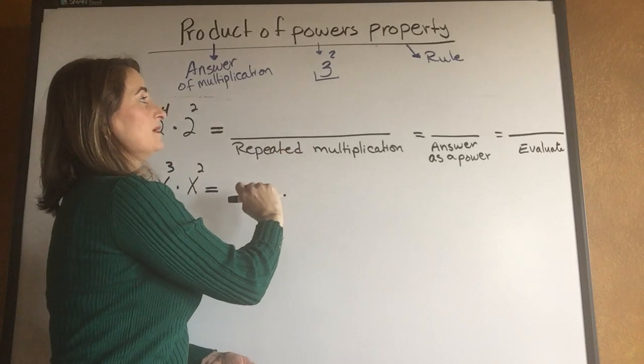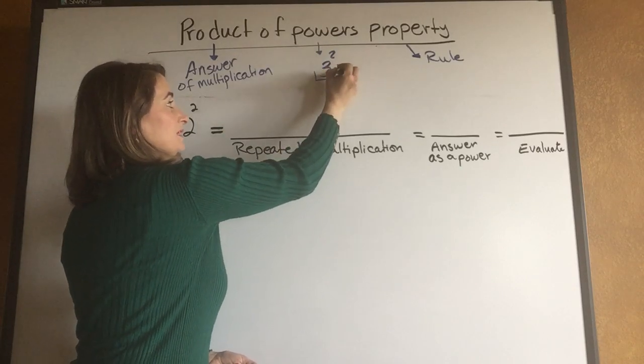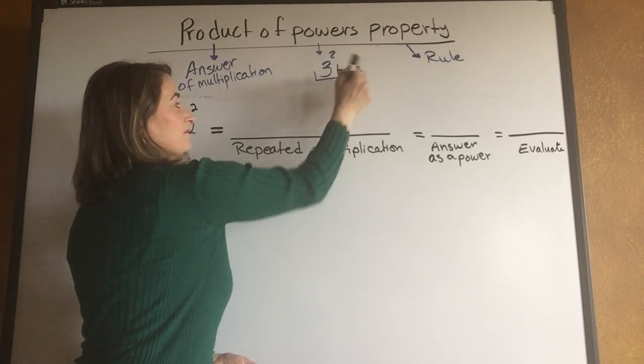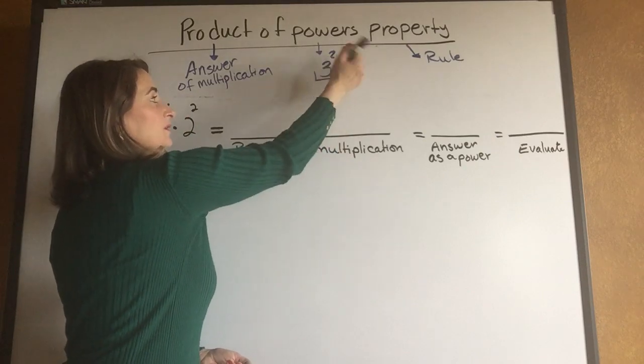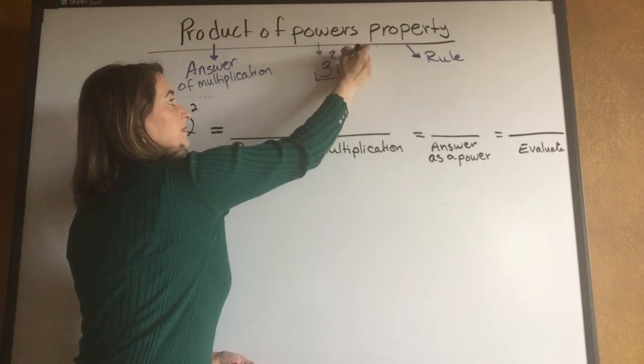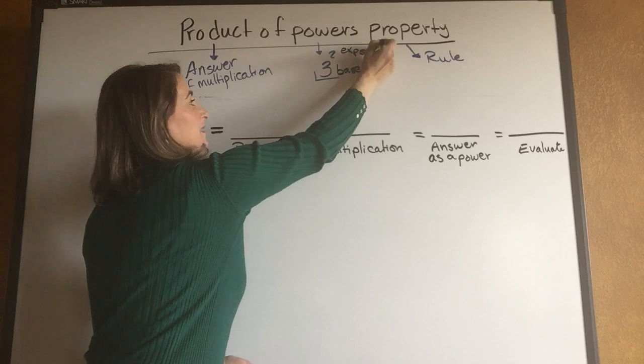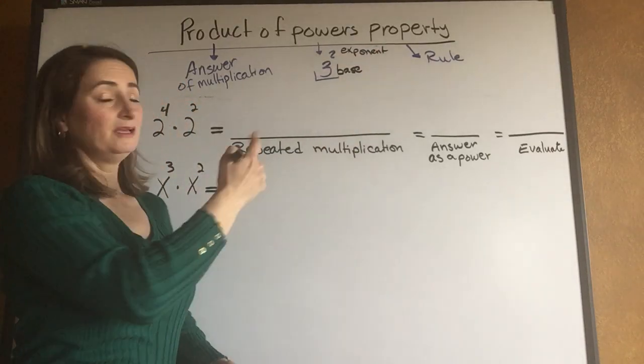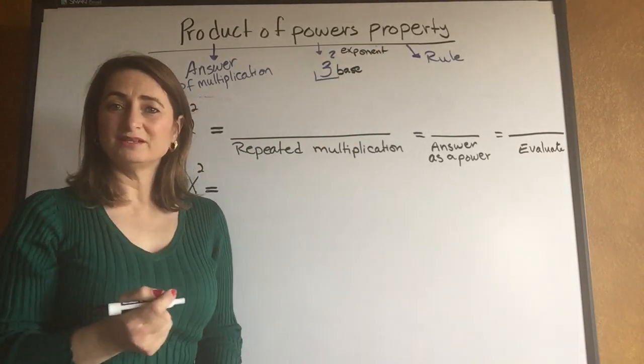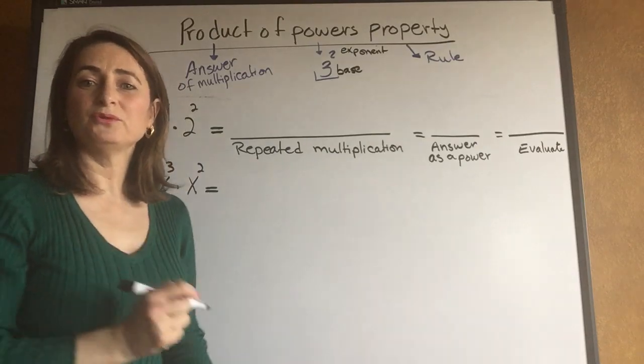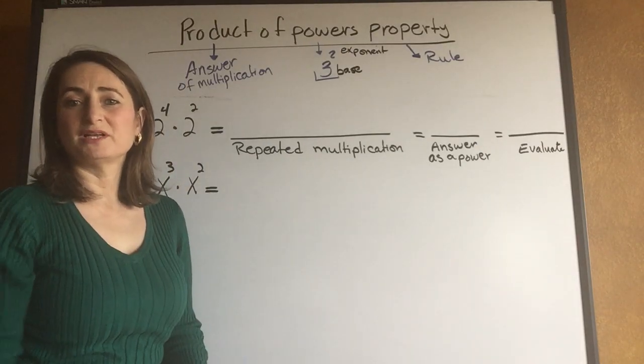Powers means numbers written with a base. The 3 is the base in this case because it's the factor that's being repeated with an exponent of 2, and the exponent will tell you how many times the base is repeated. And property means rule. So by the end of the lesson, you will be coming up with a rule that you can use to multiply two powers.